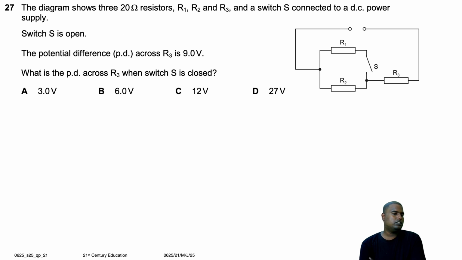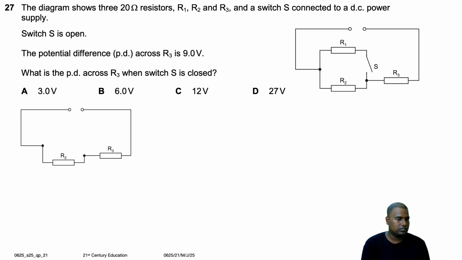The diagram shows three 20 ohm resistors R1, R2, R3 and a switch connected to the DC power supply. First, switch S is open. S is open means R1 is not connected, so the circuit will look like this. Let's ignore R1. R2 and R3 are the same resistor. Now the voltage across R3 is 9 volt. If R2 and R3 are the same resistors, then the voltage across R2 should also be 9 volt. So the total voltage is 18 volt.